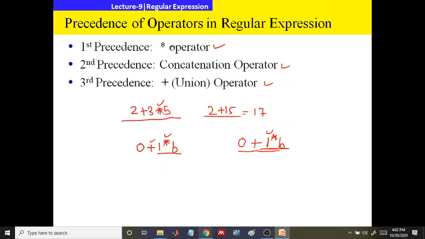So the star operator is having the highest precedence, the concatenation operator the second highest, and the union or plus operator the third. So now let us go through some examples in order to understand these things very carefully.